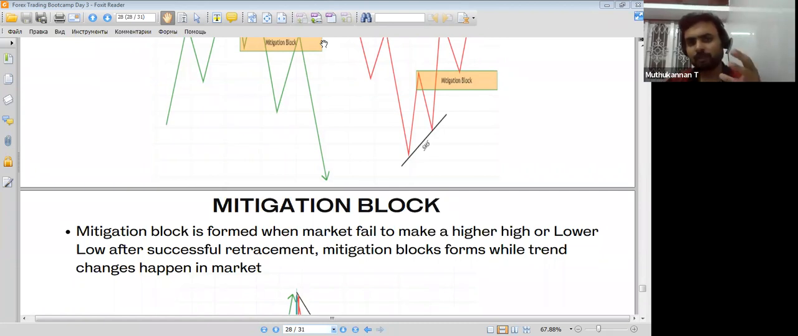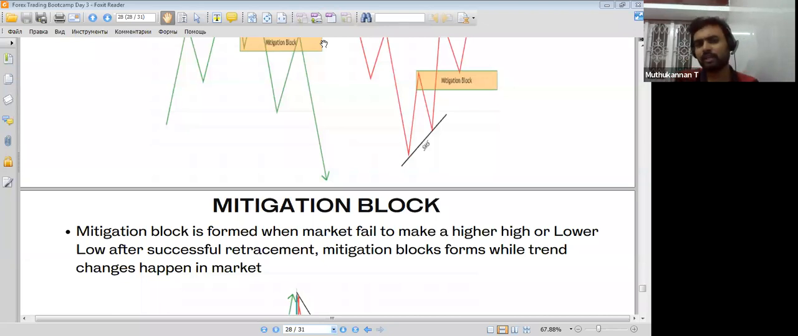You can have confluence of breaker blocks with rally-base-rally and breaker blocks with order blocks. Most of the time you'll be having confluence. So here you'll have a breaker block, and at the same area, a nearby order block will be there. In that area you can say it's a most powerful zone. All of this will come by practicing, guys.